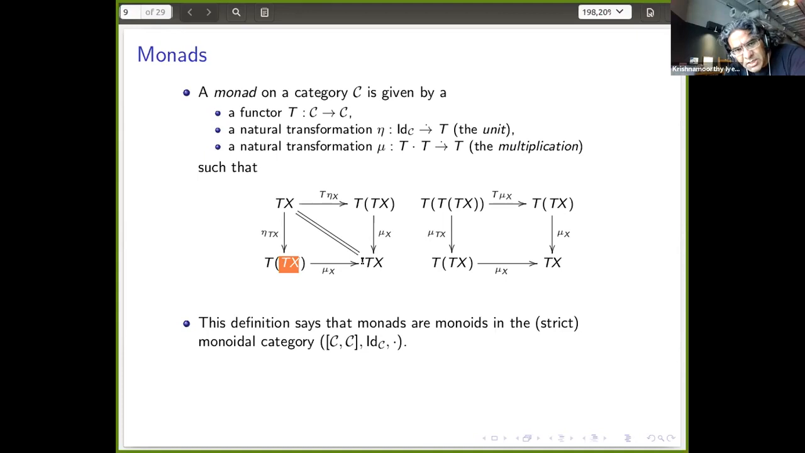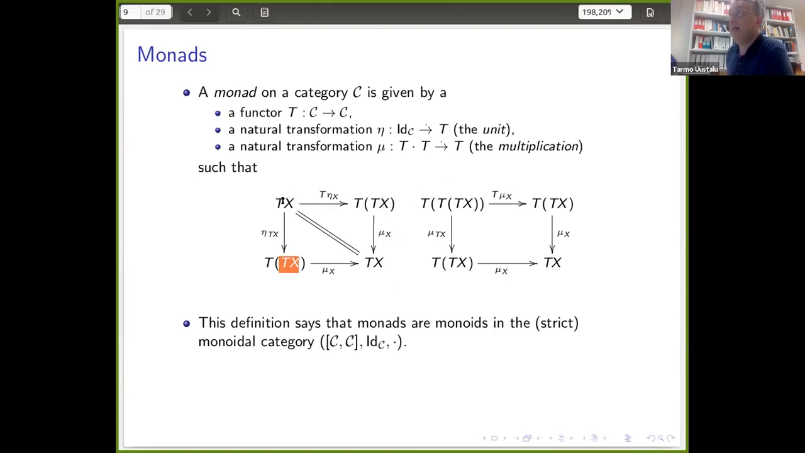No, but what about T eta X, which is the top line? Oh, yeah. I haven't commented on that yet. You're ahead of me. Sorry. So this is another condition which says going this way gives this. But let me read it out.